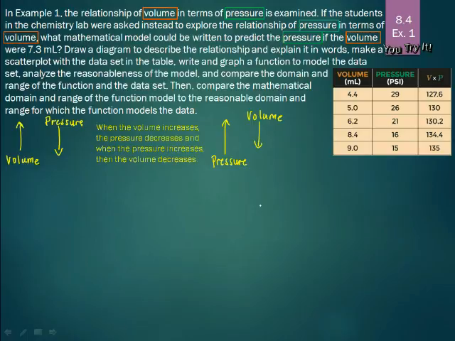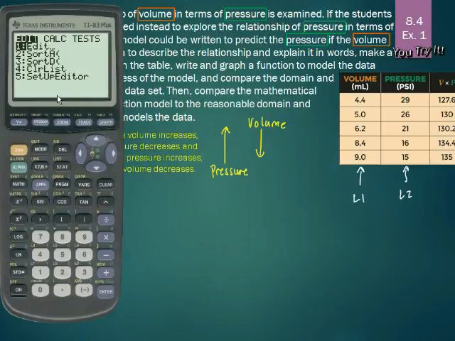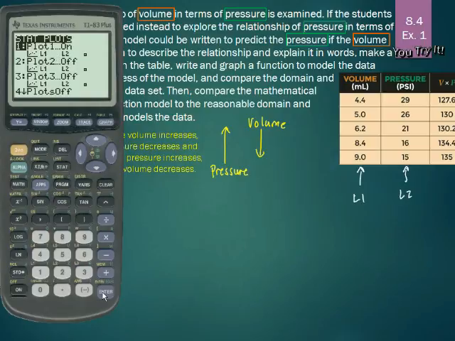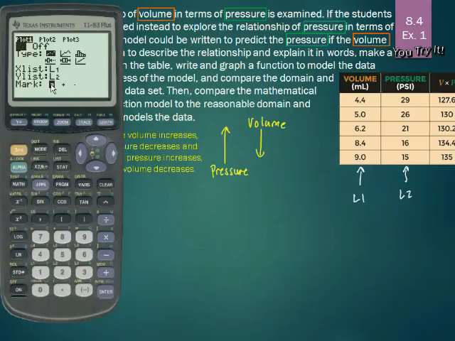So now let's make a scatter plot with the data set in the table. Let's go to our stat menu in our calculator, and in L1, let's put in our values for volume, and in L2, our values for pressure, and then we'll make our scatter plot. Going into stat edit, pressing enter, you can enter into list 1 our volume values, and then list 2 our pressure, and then go to second stat plot and just make sure that your plot 1 is on. You can press enter there, and make sure it's on and has the marks.